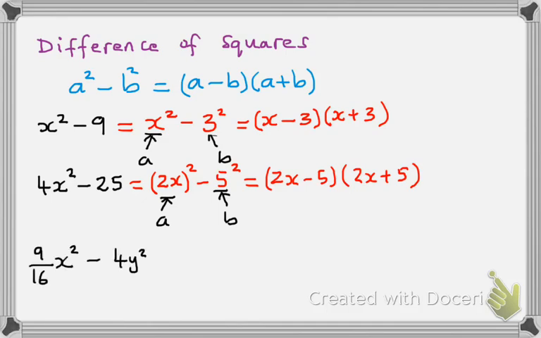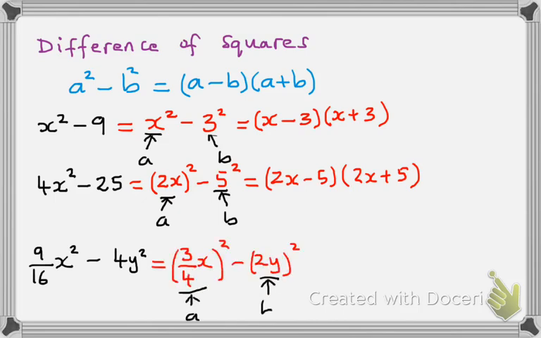Let's do one more example. 9 over 16 x squared minus 4y squared. Again, you can think of this as a difference of squares. 9 over 16 x squared is the same thing as 3/4 x all squared minus 2y all squared. So if you think of 3 over 4x as a and 2y as b, we can do like we did previously and rewrite this as 3 over 4x minus 2y multiplied by 3 over 4x plus 2y.